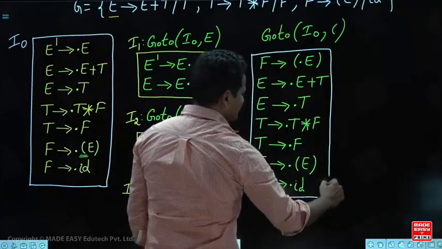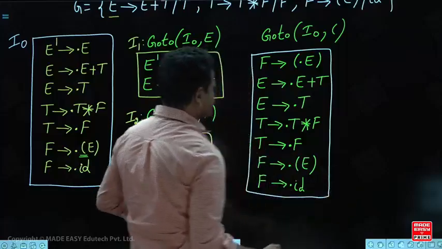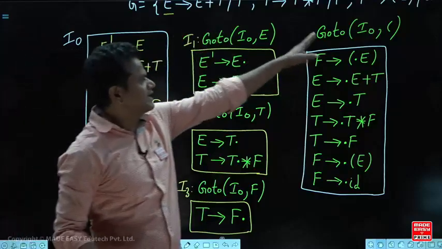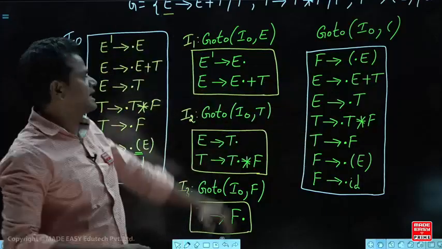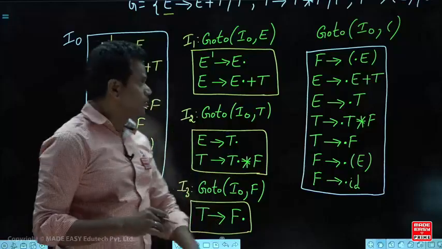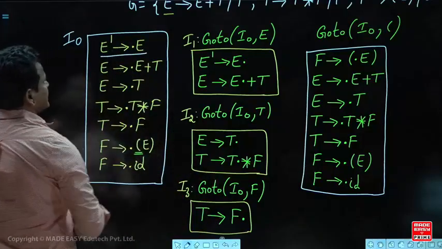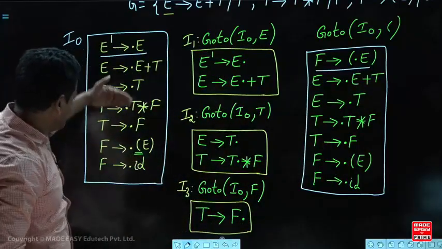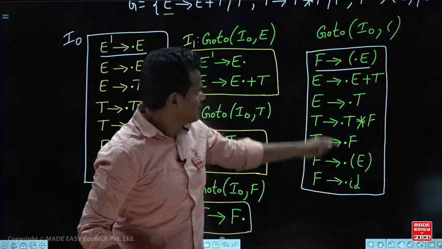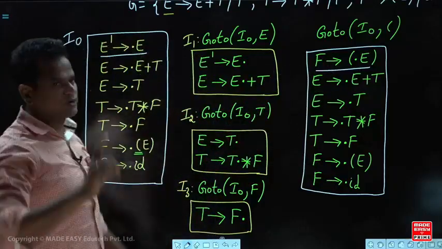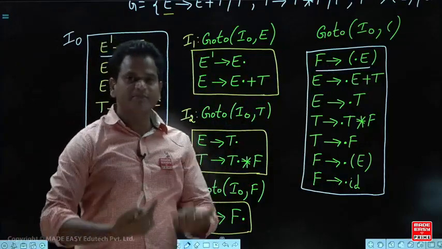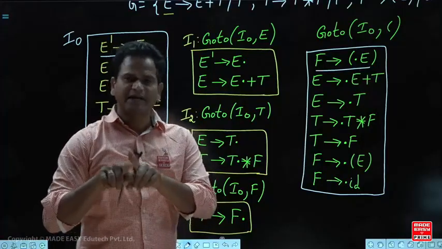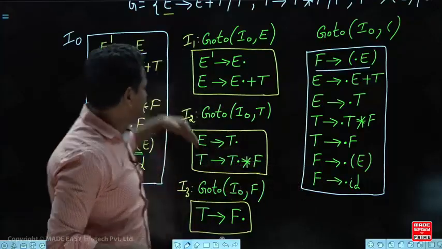Now, before giving the new name, just verify whether this state is already created. Yes sir, this one and this one are the same. So go to of I0 comma open, don't give the name. You just use I0 comma open equal to I0. No. Look at this. Here what is the first production? E → .E. Here what is the first production? F → (.E). Of course, from here everything is the same, but the first one and here the first one are not the same. Whenever you are using the same state, every production must be the same. So this state and this state are not the same.